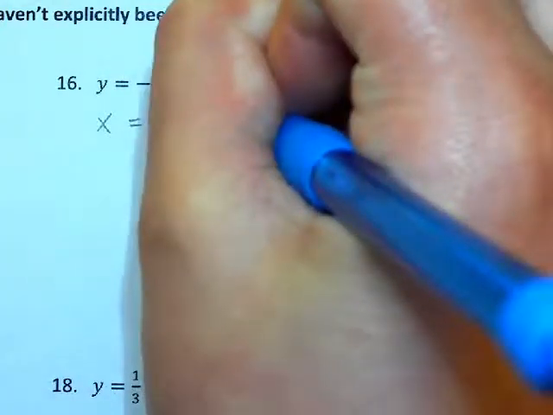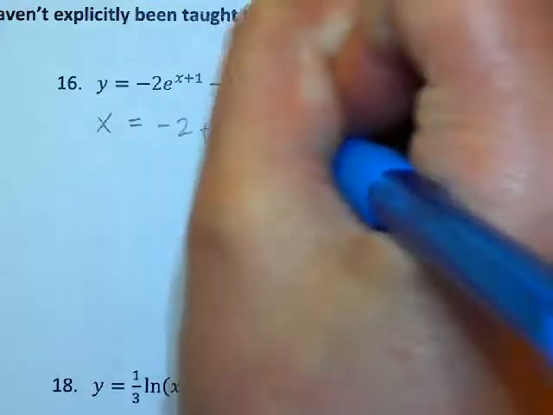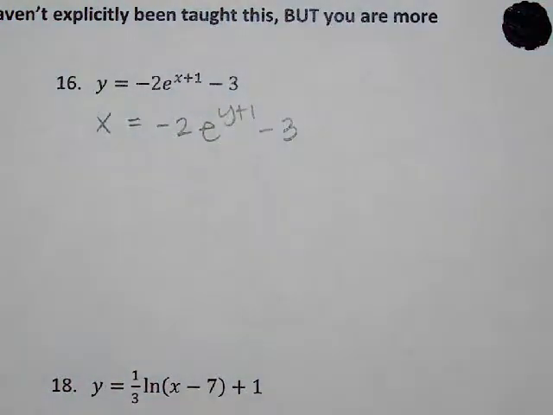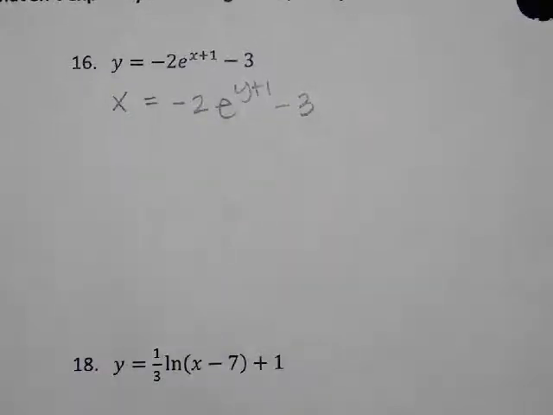X equals negative 2 e to the y plus 1 minus 3. Now, when you have done that, you have technically found the inverse. It is just not written in the acceptable way that equations are supposed to be written, because mathematicians like for the y to be isolated. So this is the inverse. If we graphed it, it would look like the inverse. It's just not written correctly at this point.